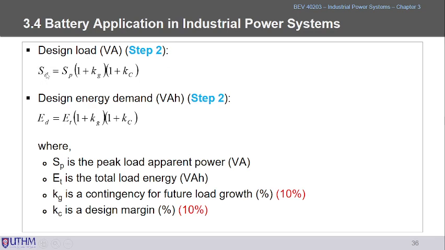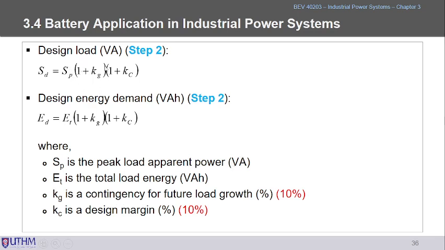So it is defined as SD. D is for the design. So we need to estimate the design loads in S as apparent power, and the energy in E. And SD is equal to SP, where SP is the peak load in apparent power, VA.